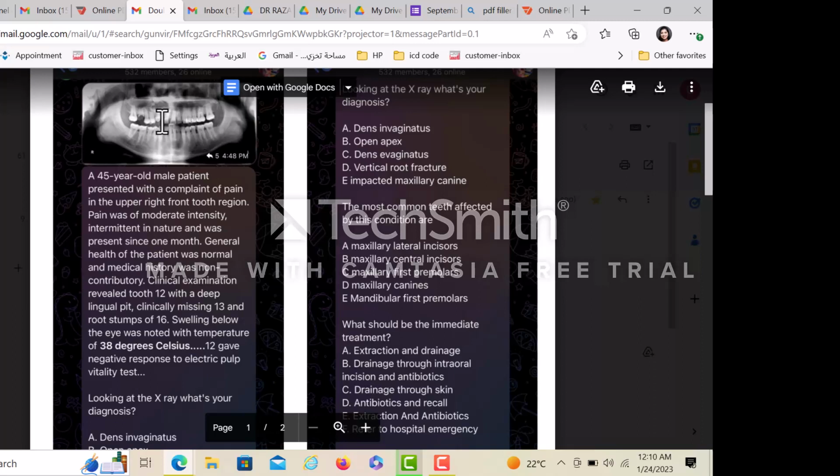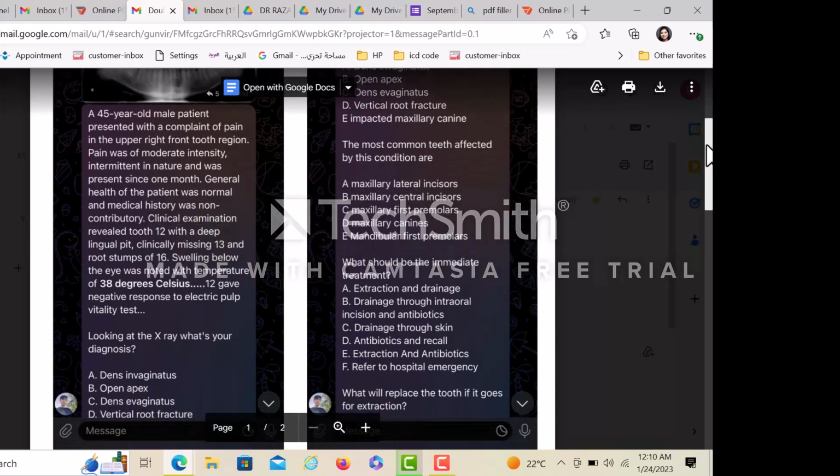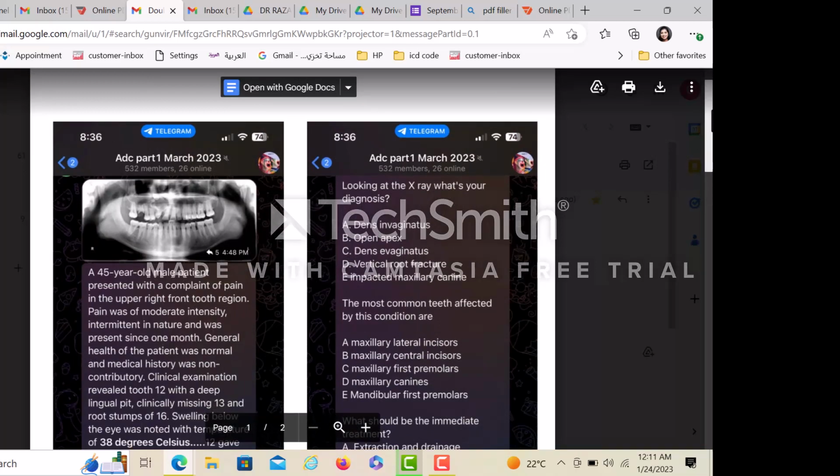And there is a deep lingual pit, which points directly to what? And it's a lateral incisor. So what is the most common thing? It's dens invaginatus. Without even going to the options, you should know the answer in your mind. Now let's see the options. Dens invaginatus, that is the right option.